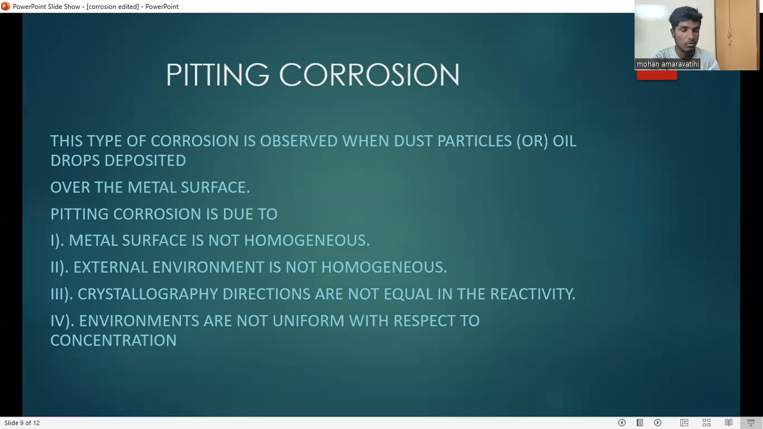It happens when the metal surface is not homogeneous and the external environment is not homogeneous. Crystallographic directions are not equal in reactivity. So environments are not uniform with respect to concentration.